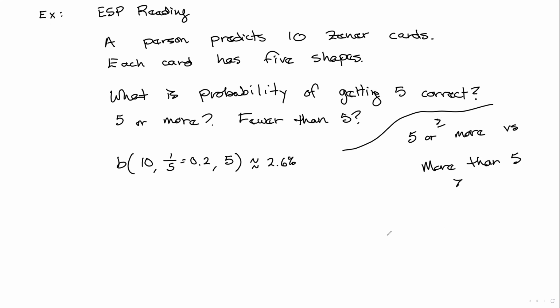Because you do get different probabilities. And so speaking of that, the next one is, what's the probability of getting fewer than 5 correct? So fewer than 5. All right, so we could go through and calculate that.